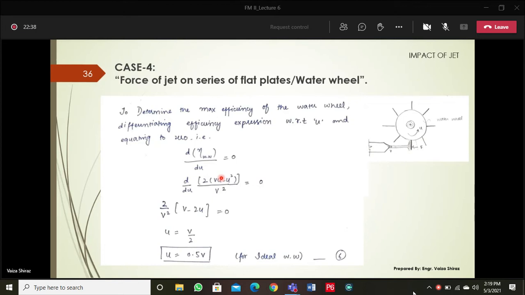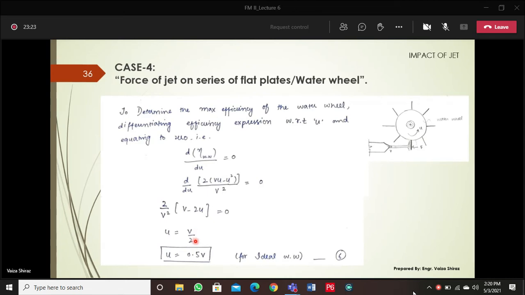If you see the differentiation, 2 by V square is constant. Derivative of V into U is V, because V is constant and the derivative of U is 1. For U square, the derivative is 2 into U. You will equate it to 0, and finally you will find U as V by 2.